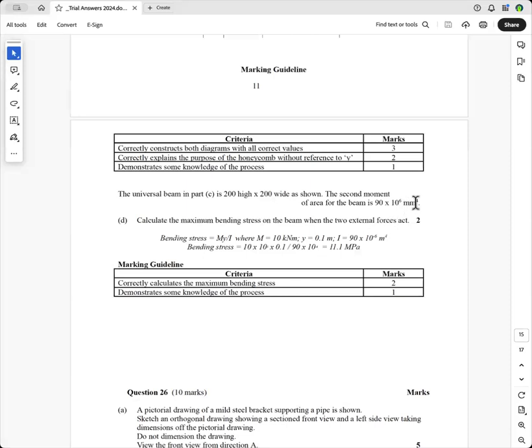And see this here, it's given in millimeters to the fourth, and you've got to multiply that by 10 to the minus 12 to bring it to meters to the fourth. And so that's been multiplied by that. So it's 90 times 10 to the minus 6. So it's meters to the fourth, not meters squared, sorry, meters to the fourth. So the bending stress substituted in there is only 11.1 megapascals.